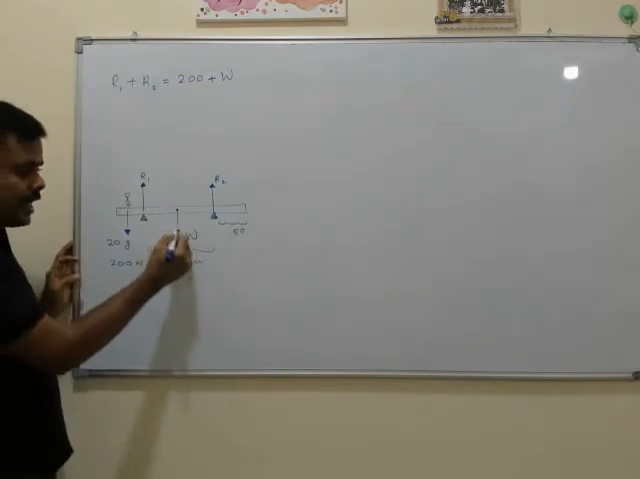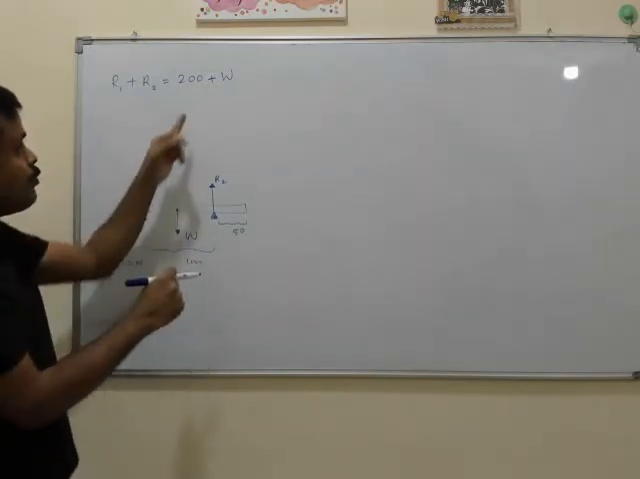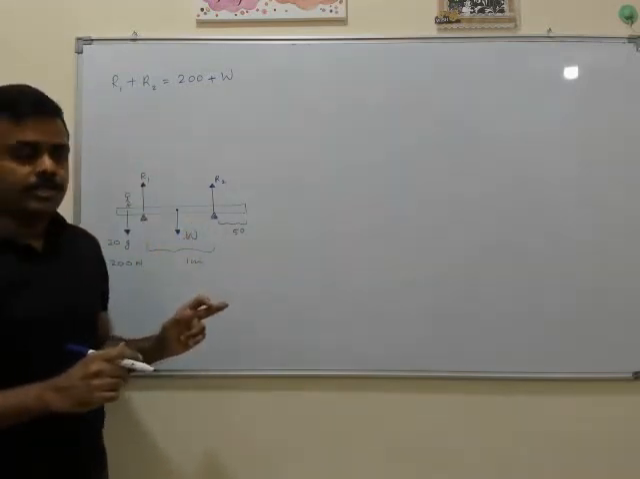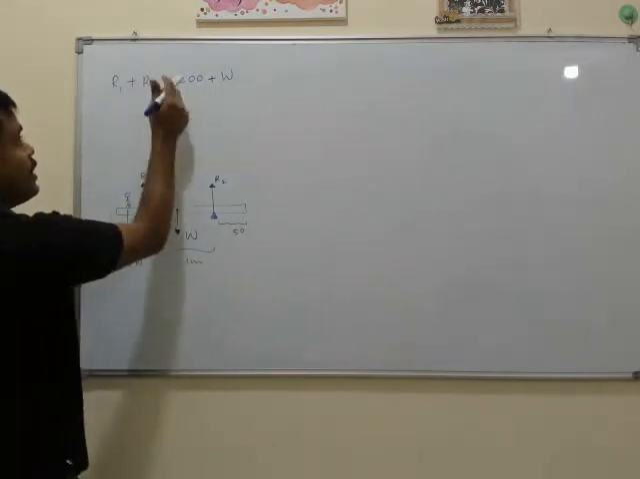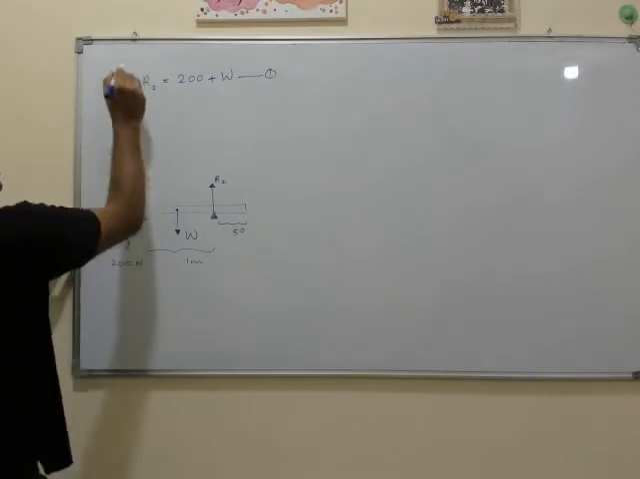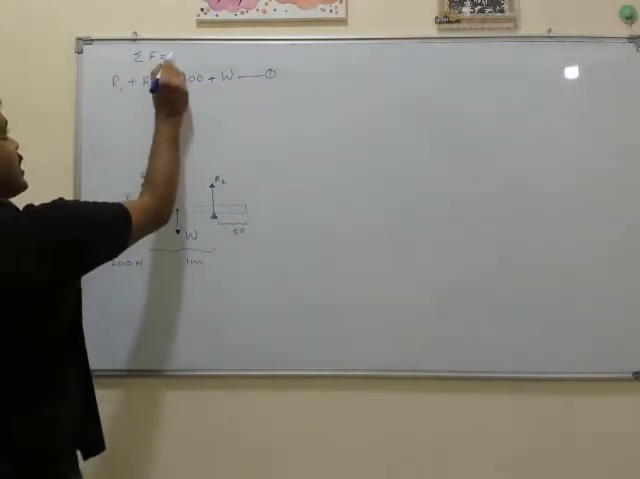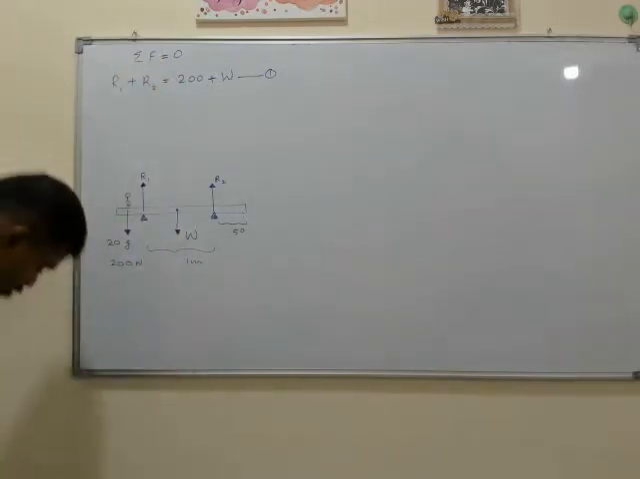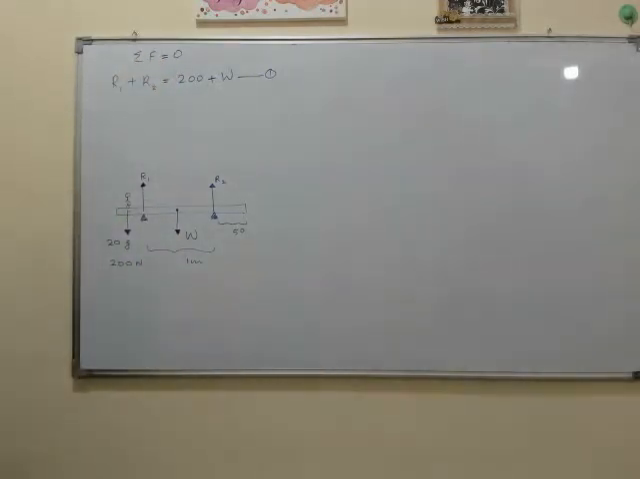Another force is W acting through the center of mass, the weight of this rod. So I got my first equation now. Let us put it as equation number 1. Now this is obtained by taking what? Translational equilibrium. The condition for translational equilibrium is sigma F should be equal to 0.